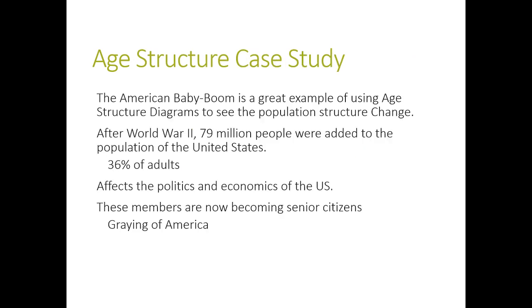So a really good age structure case study that we can talk about is the American baby boom. It's a good case study because it's something that's happened fairly recently in the United States. After World War II, 79 million people were added to the population of the United States, which is a rapid amount of growth. These are 36% of the adults. Now, this affects the politics and the economics of the United States, and many of these people are becoming senior citizens, which is also referred to as the graying of America.